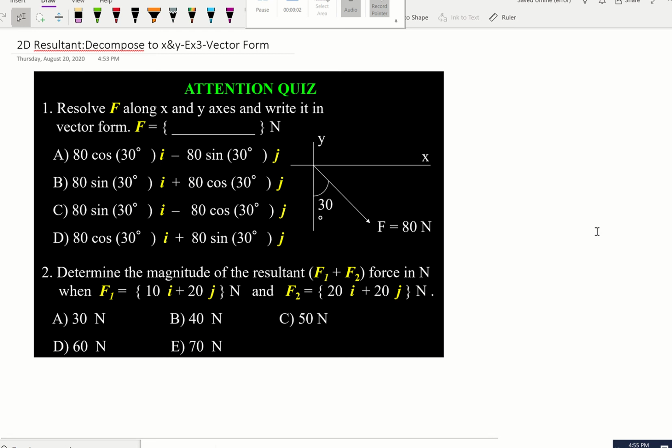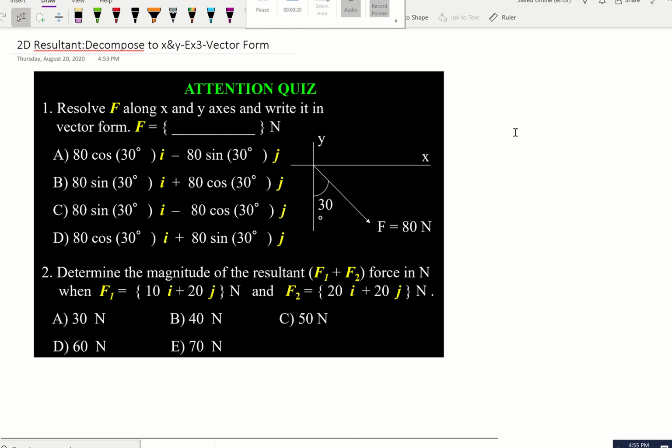Hi, in this video we're going to look at the 2D resultant force again. However, we are bringing in the IJ form to reinforce the concept, which is the unit vector for the x and y components. Now let's take a look.